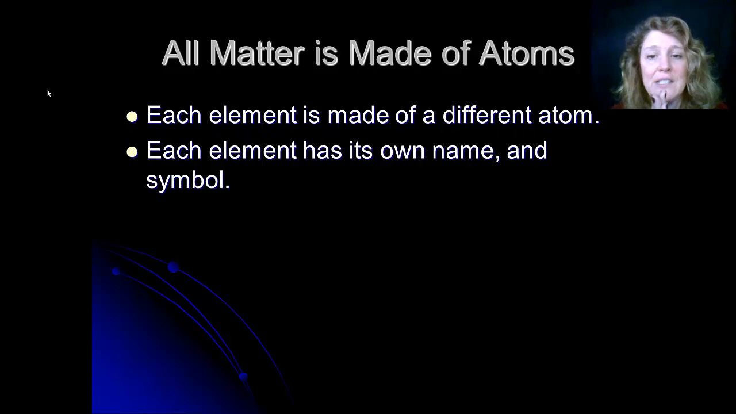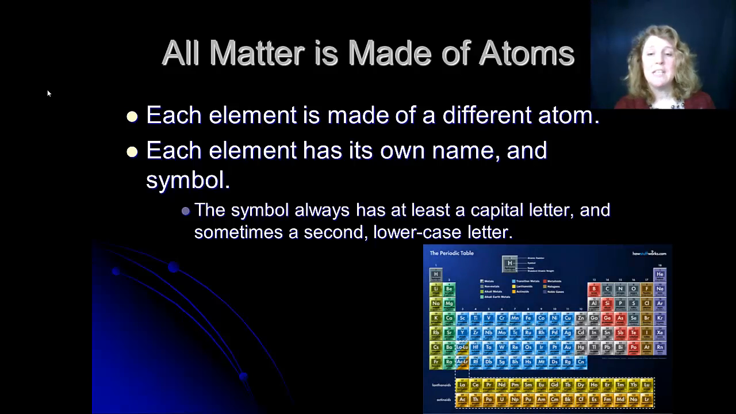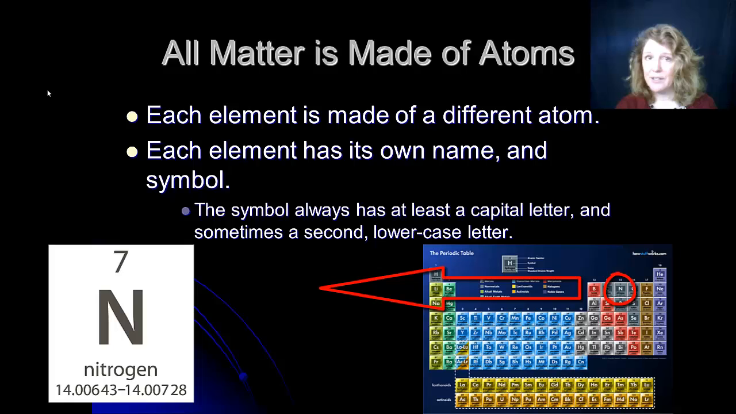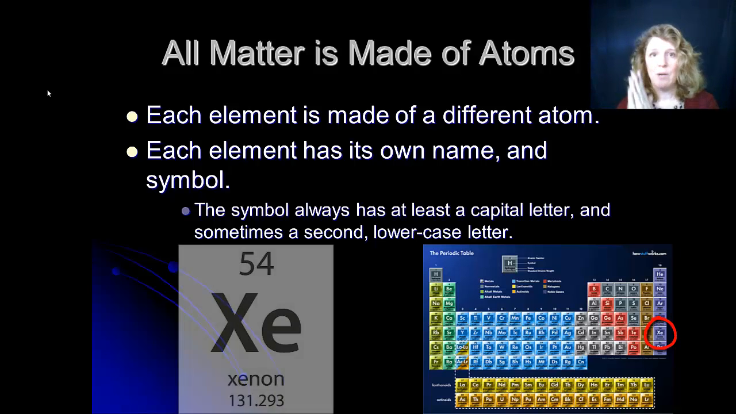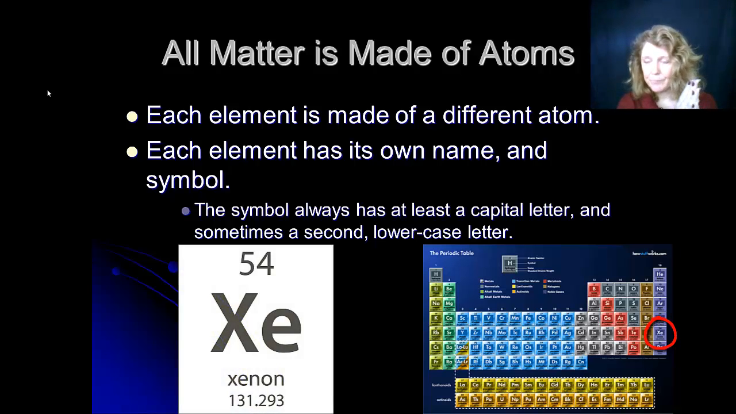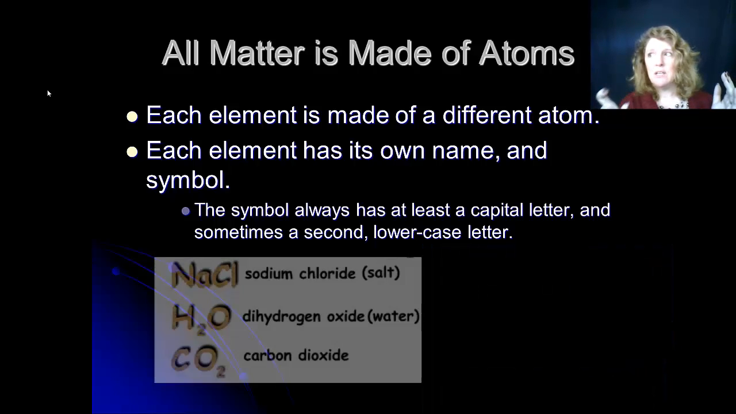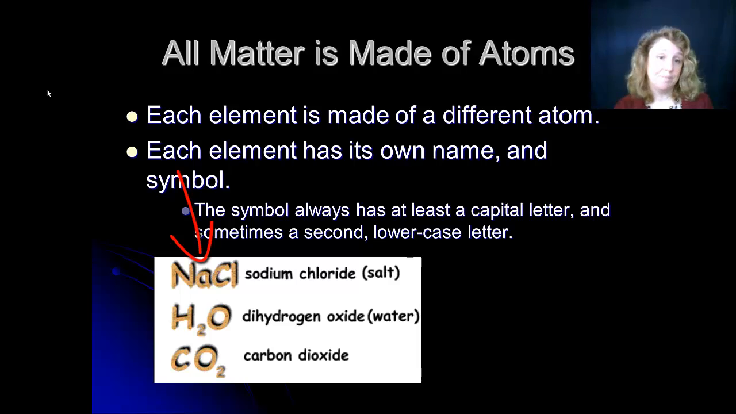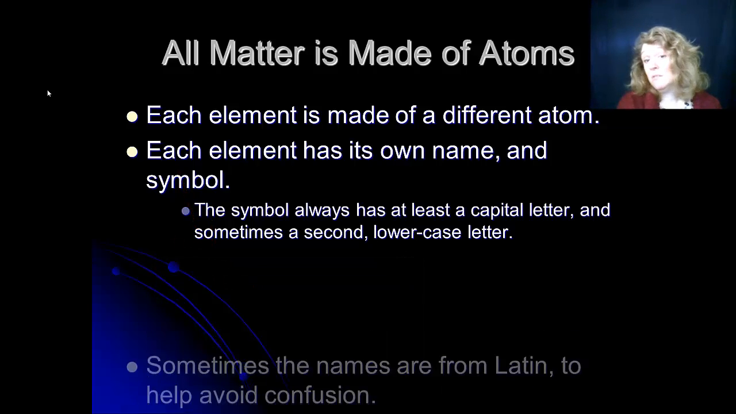Each element has its own name and its own symbol, and you can see this on the periodic table. It always starts with a capital letter. If it has a second letter, it's always lowercase. That way when you line them all up in whatever chemical formula they are, you know that if it's a new capital letter, it's a new element. Okay? It doesn't have to have a second lowercase letter.